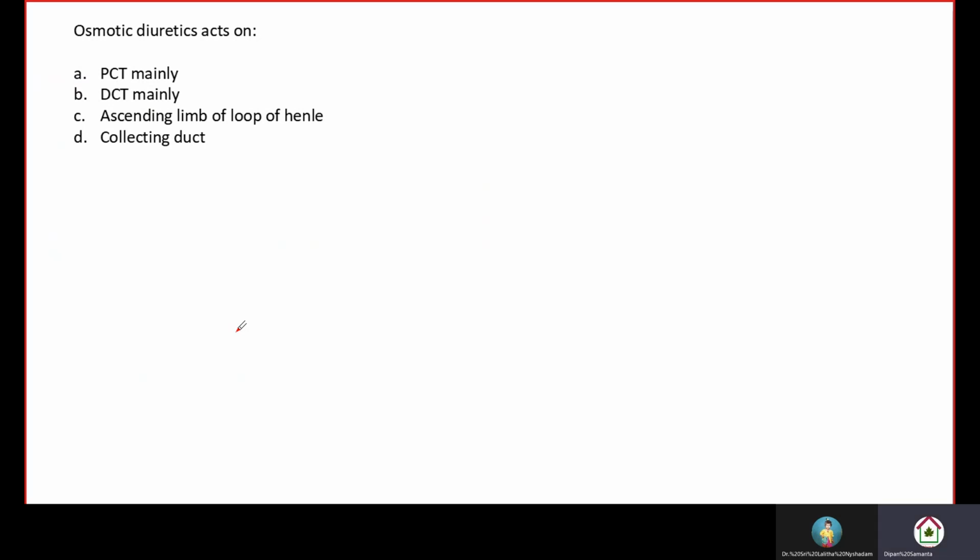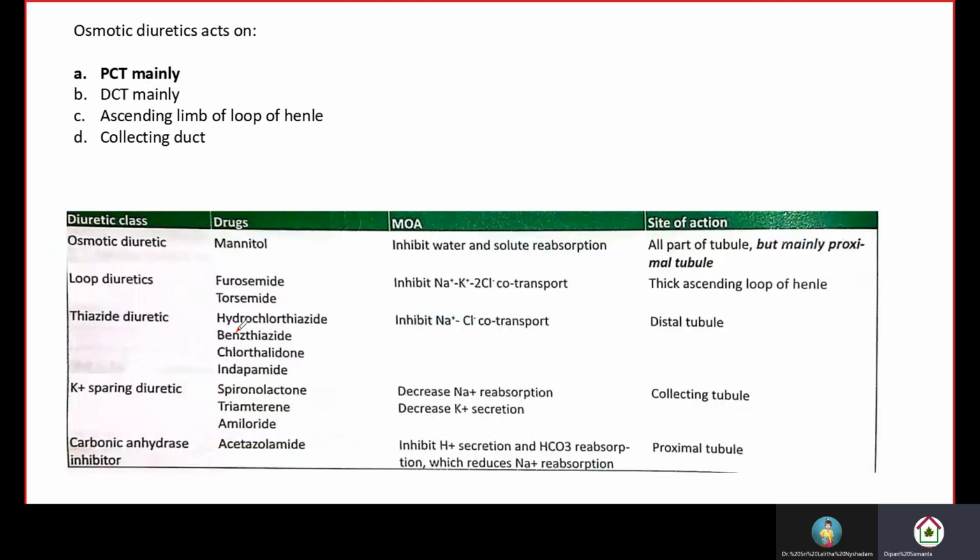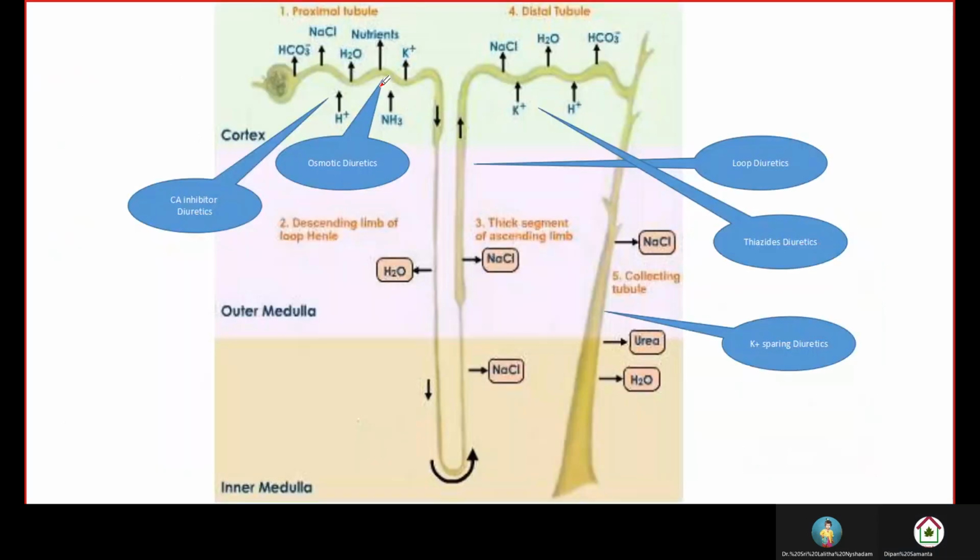So next, osmotic diuretics. Osmotic diuretics act on the PCT. PCT means proximal convoluted tubule, right? This is the proximal convoluted tubule.